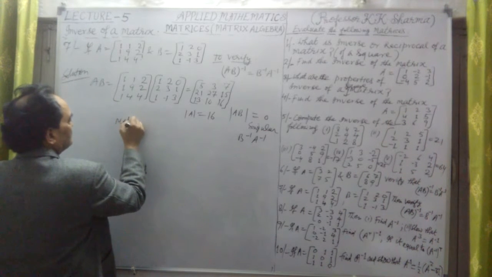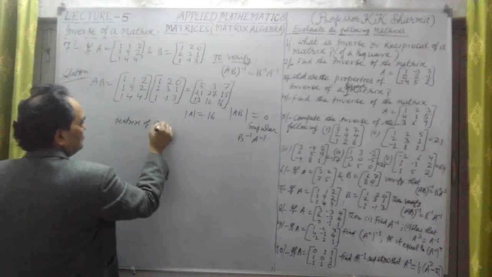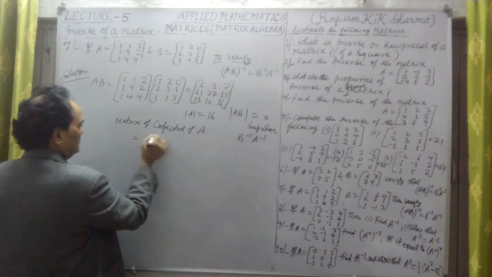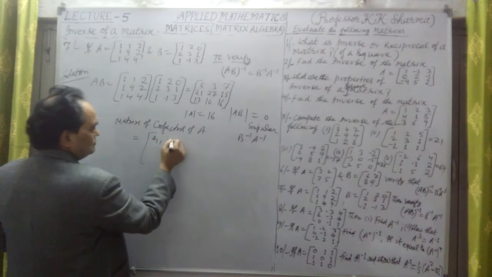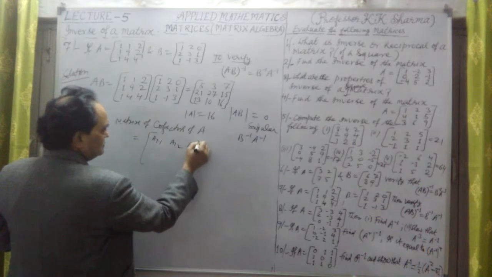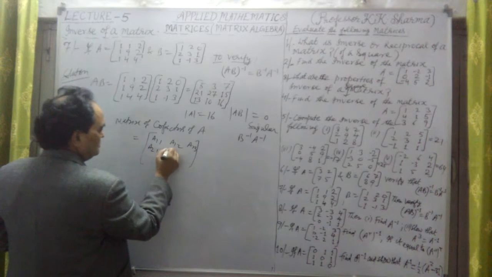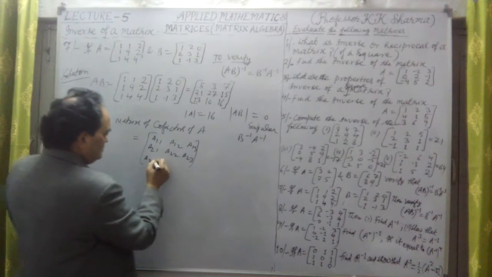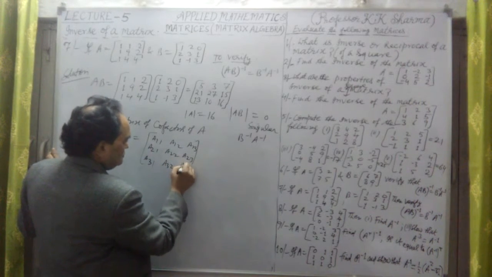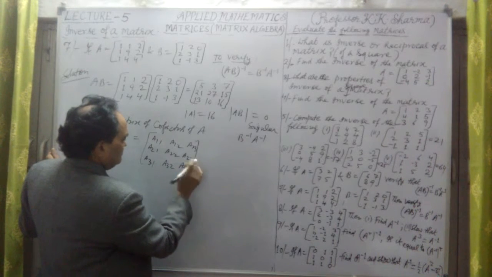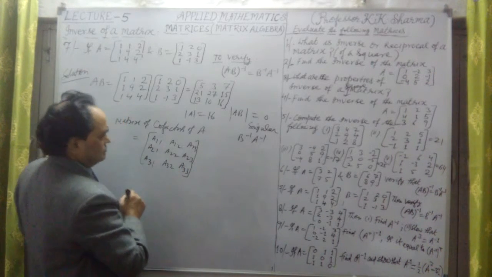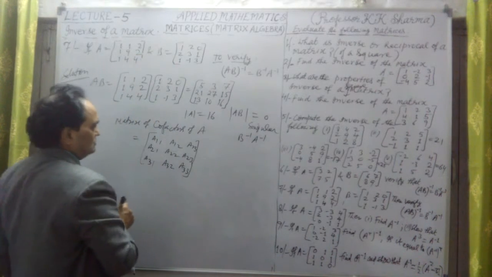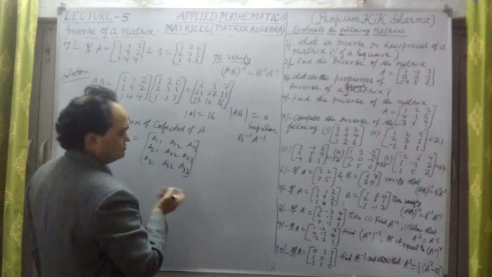Matrix of cofactors of A. Again I calculate A11, A12, A13. This is A21, A22, A23. This is A31, A32, A33. No problem, because I have taken it as 2, not 3. Now let me check whether the same value comes out or not.